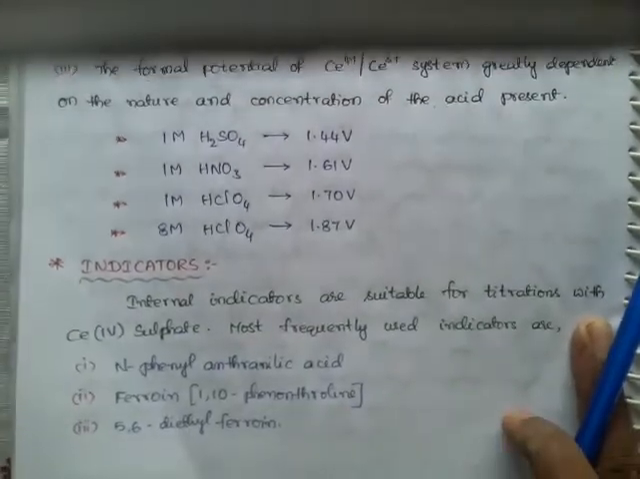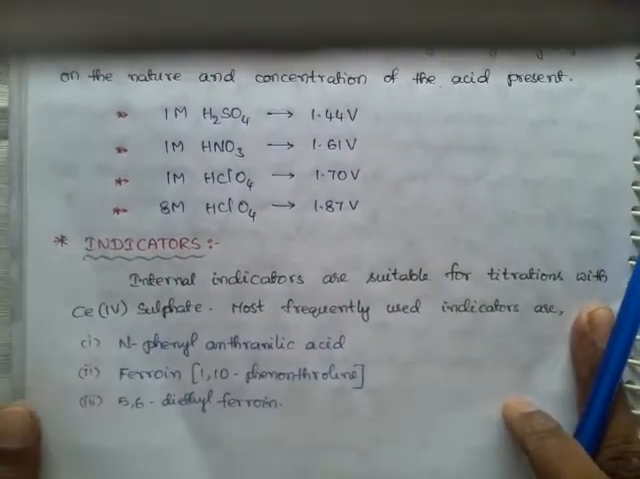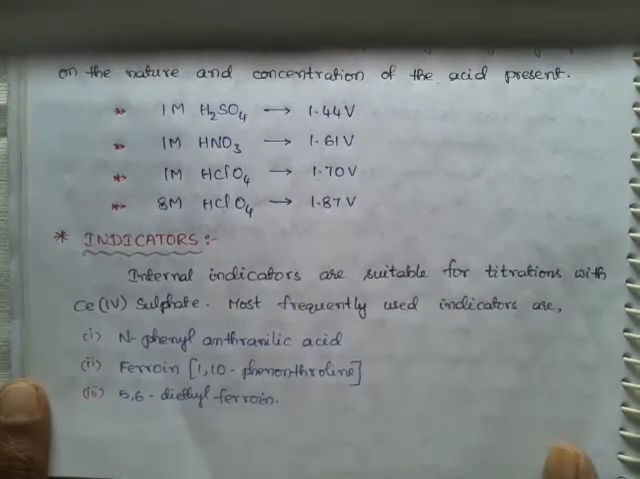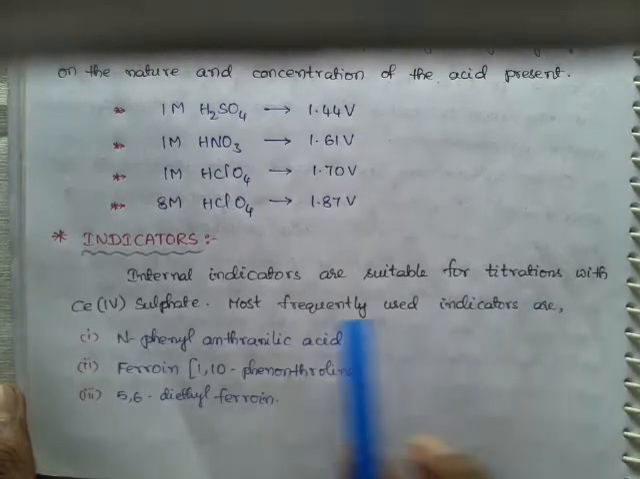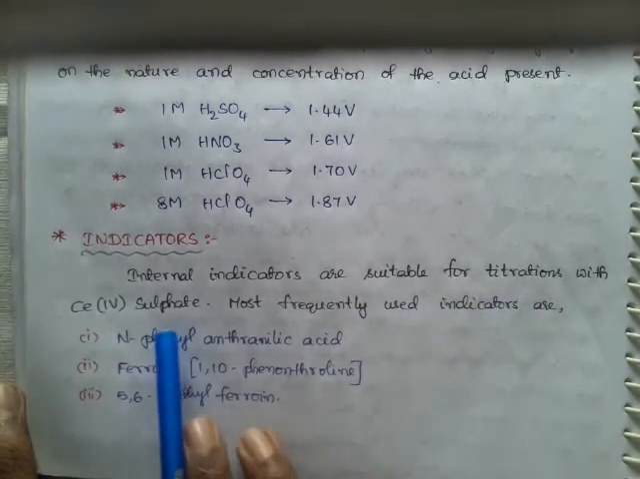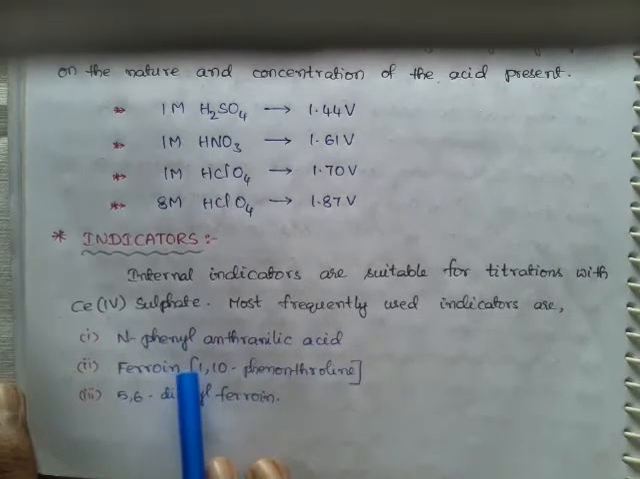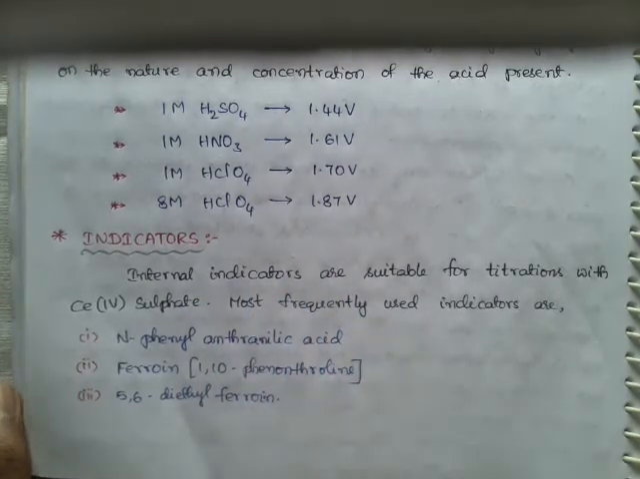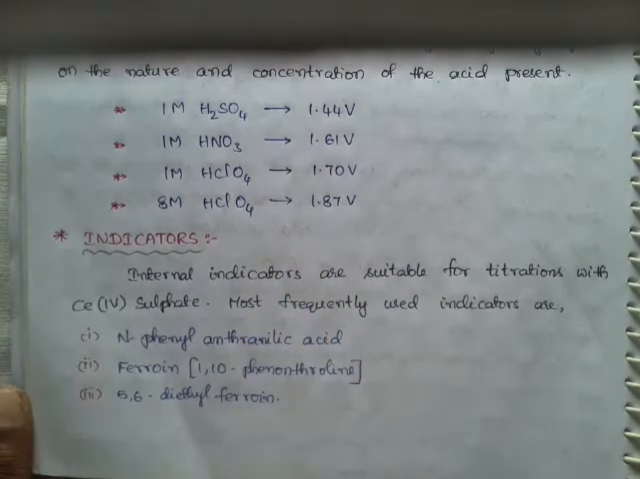Next, a discussion about indicators. What are the indicators used here? Generally internal indicators are suitable for titrations with cerium 4 sulfate. The most frequently used indicators are N-phenylanthranilic acid, ferroin, that is 1,10-phenanthroline, and 5,6-dimethylferroin. These three are the indicators which are used in the case of cerium 4 solutions.